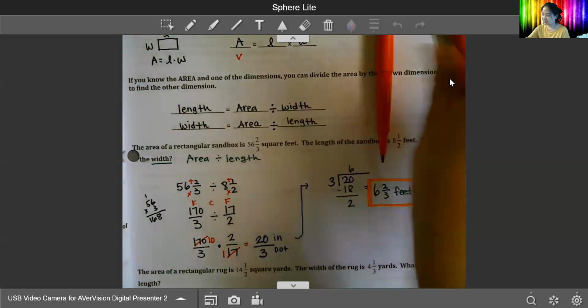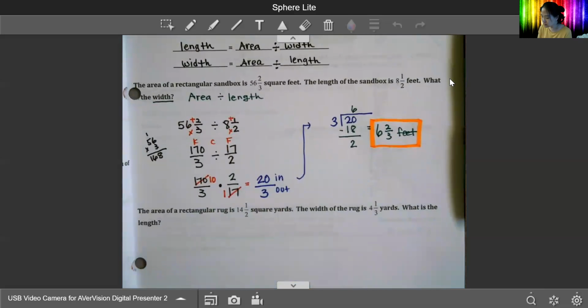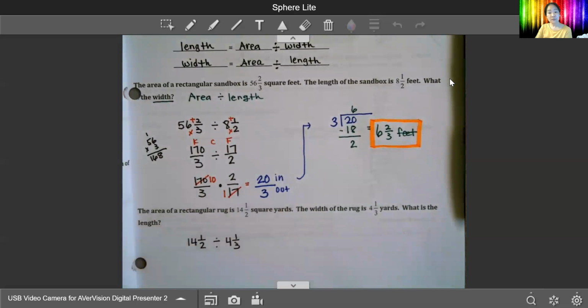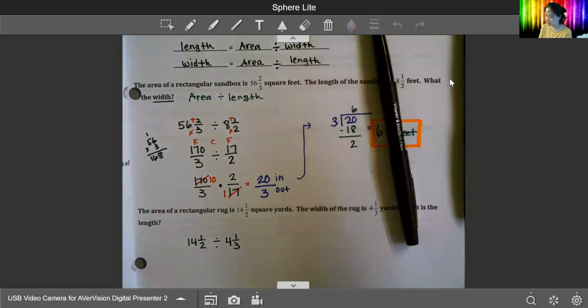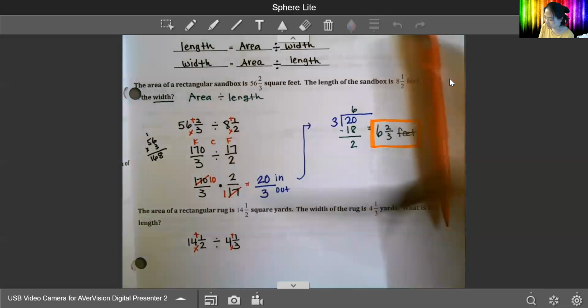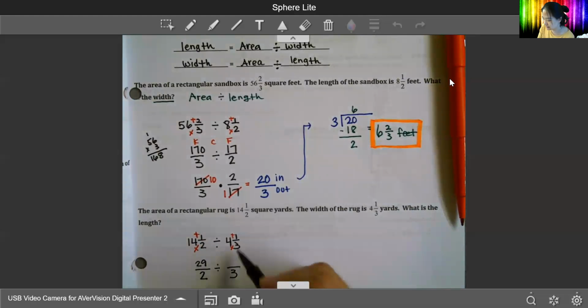Okay. Now, since I do have a little over a minute, I'm going to quickly do the bottom one too. So the area is 14 1/2. I'm going to divide it by the width, which is 4 1/3 to find the length. So again, I'm going to do around the world here. So if my first fraction, denominator is 2, my numerator is 28 plus 1, 29, divided by my second fraction, my denominator is 3, and then 12 plus 1, so 13.